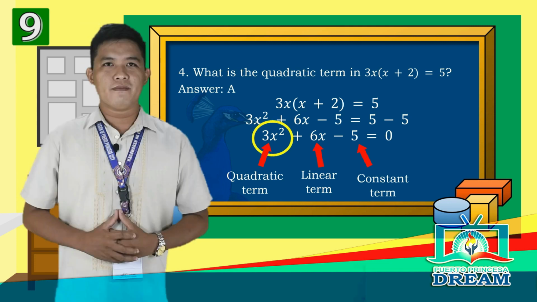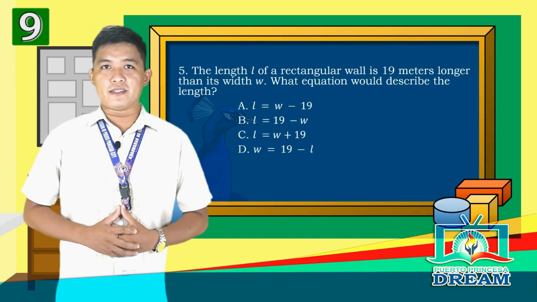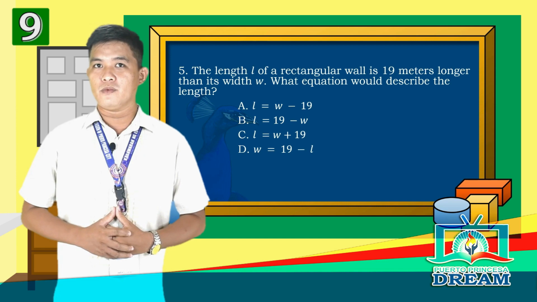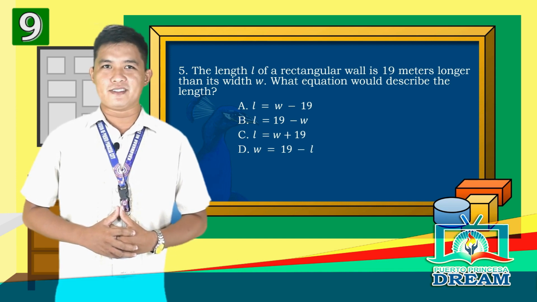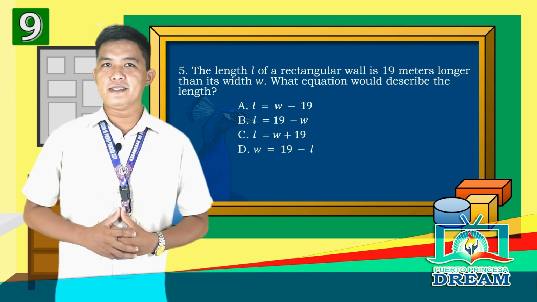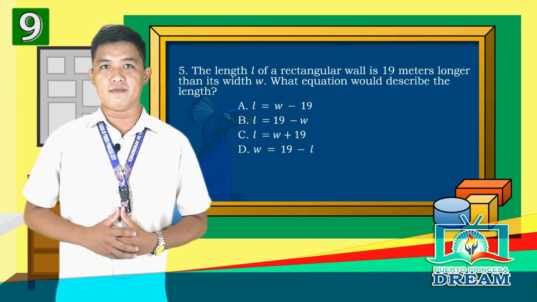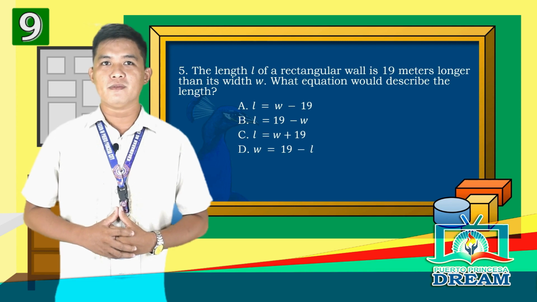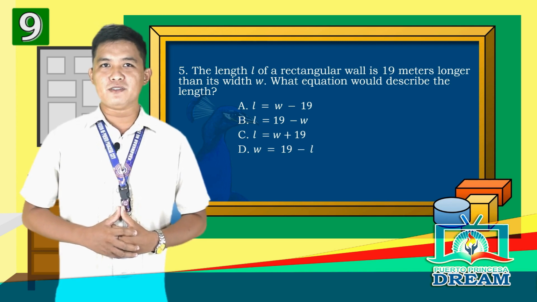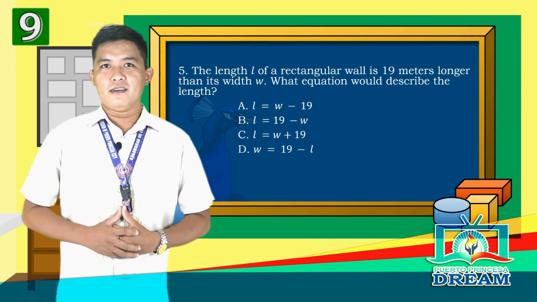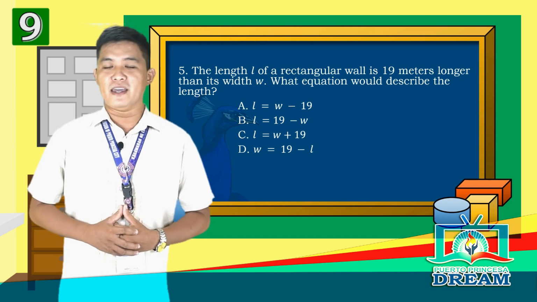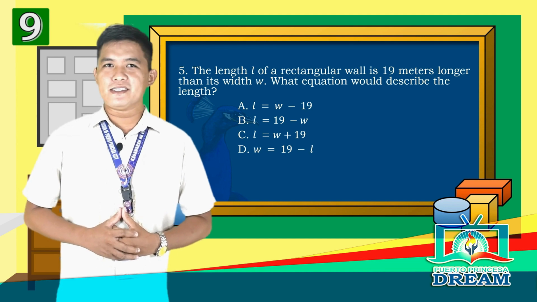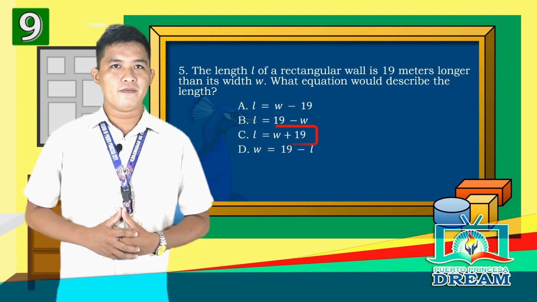Question number 5. The length L of a rectangular wall is 19 meters longer than its width W. What equation would describe the length? A. L is equal to W minus 19. B. L is equal to 19 minus W. C. L is equal to W plus 19. D. W is equal to 19 minus L. The correct answer is letter C.